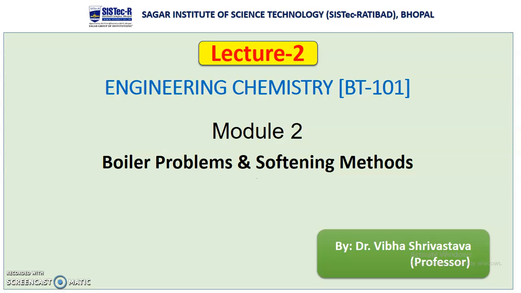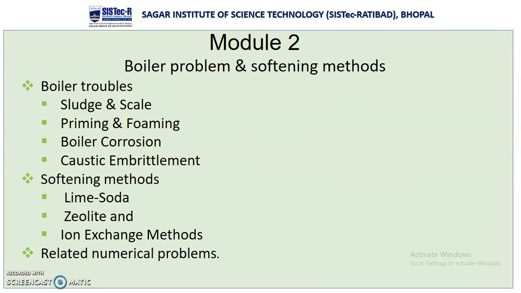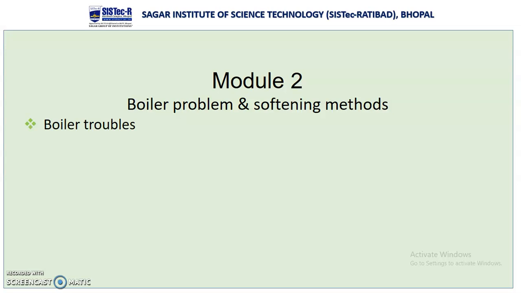Dear students, this is lecture number 2 of module 2, that is boiler problems and softening methods. And in this video we are going to discuss boiler corrosion and caustic embrittlement.